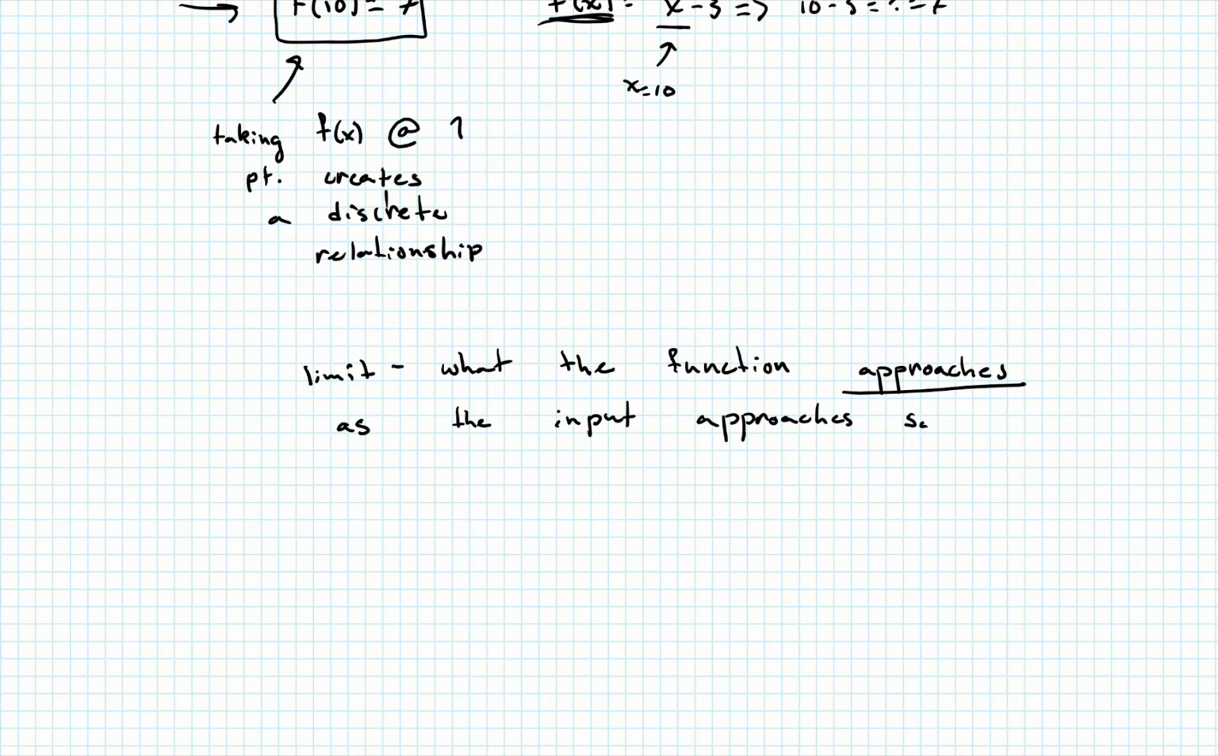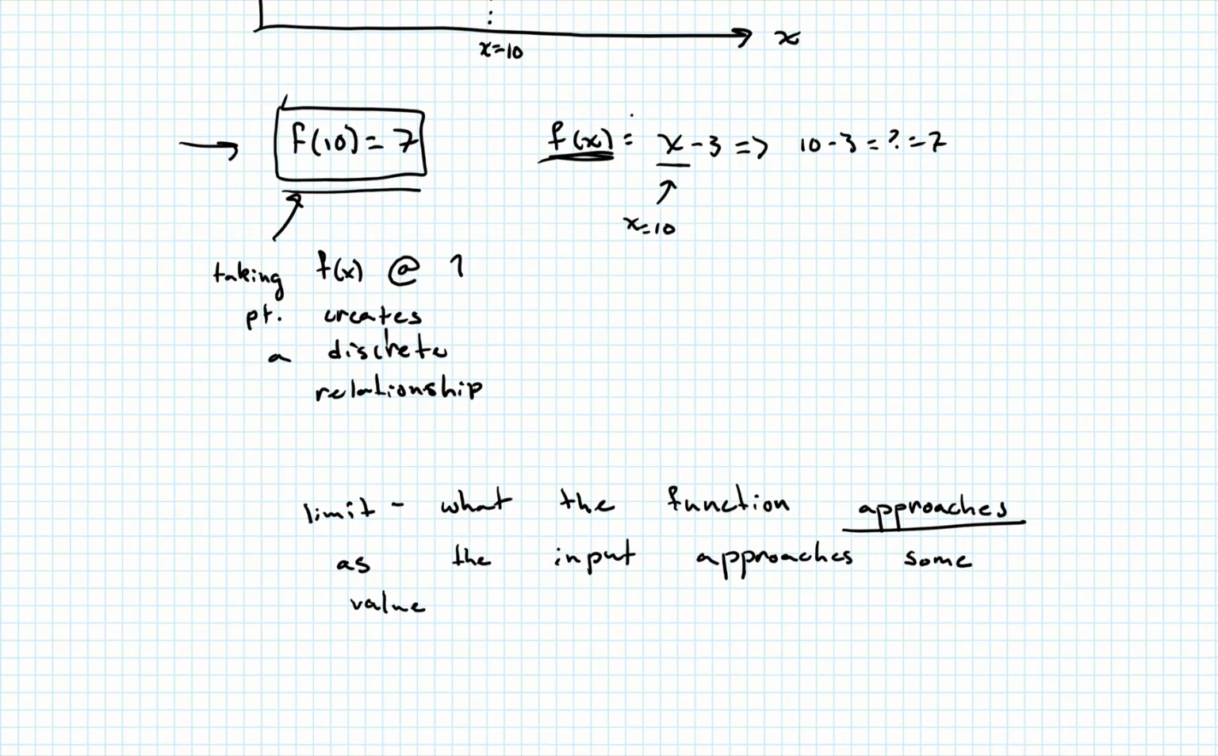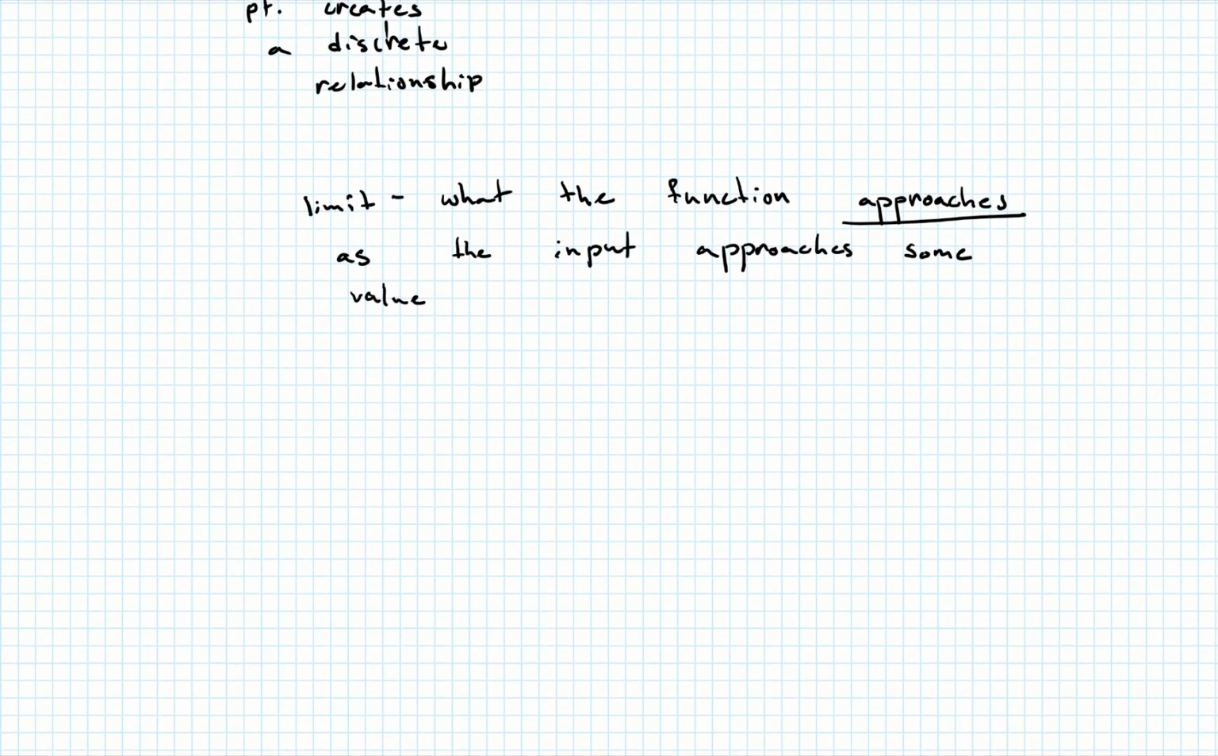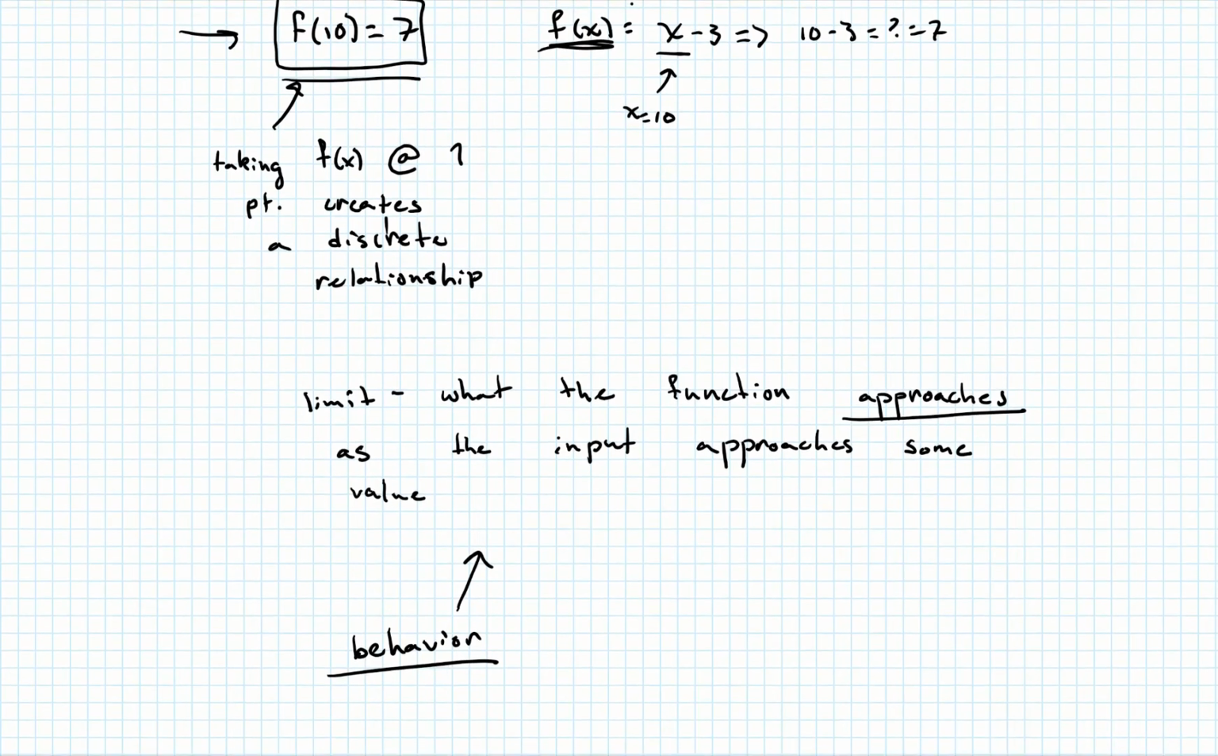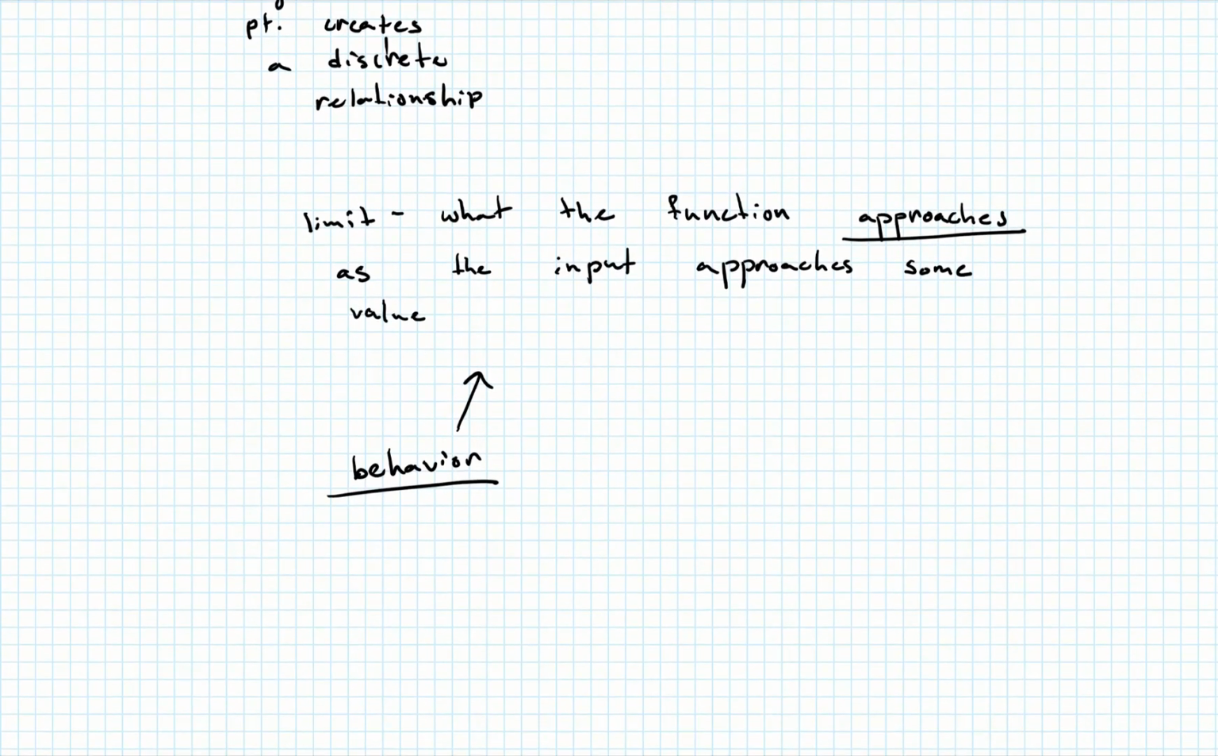So what does that mean? What that means here is that it's not talking about what the function value is at that point. It's not a discrete relationship. It's asking about behavior. This has to do with the behavior of the function over time. And in a lot of cases, you'll see that it does end up being similar to what the function value is at that point, and that should make sense, but we're talking about behavior specifically. So we're asking what the function approaches as the input approaches some value.